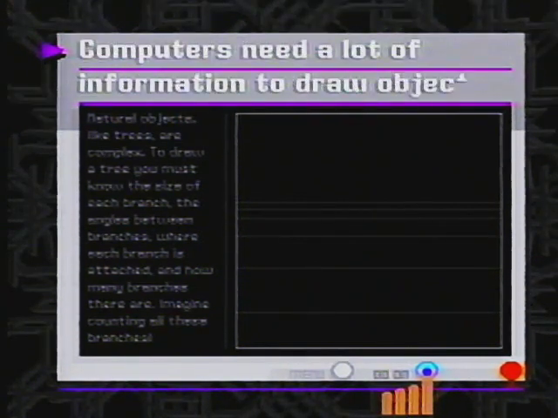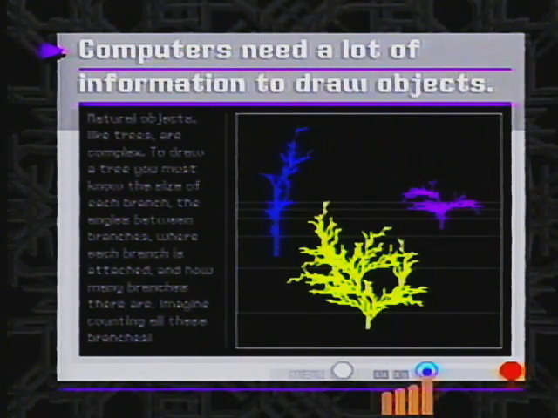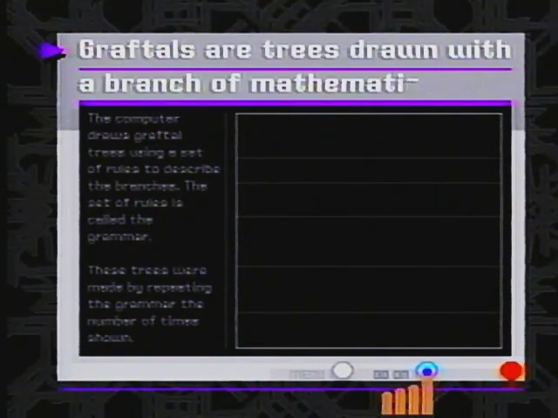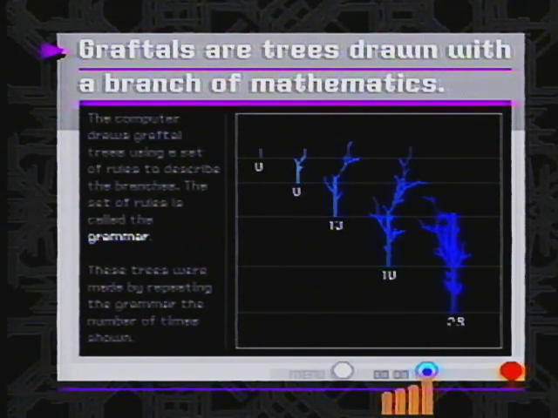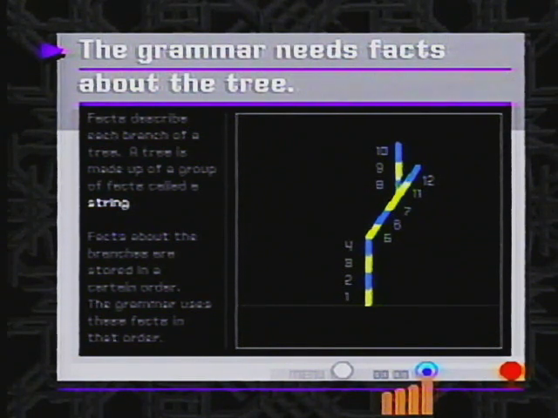Computers normally need a lot of information to draw complicated objects, and natural objects, like trees, are quite complex. For instance, to draw a tree, you need to know the size and angle of each branch, where they're attached, and how many branches there are. In order to create natural shapes without using a lot of memory space, a programmer can use a set of rules called grammars to describe each branch of a tree. A grammar, however, needs some basic information or facts about the tree. A group of these facts is called a string.